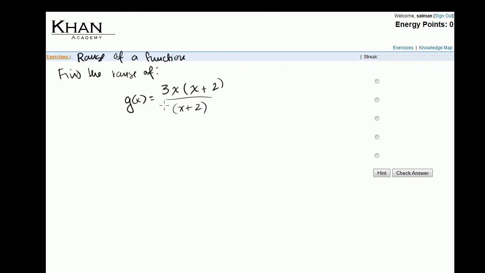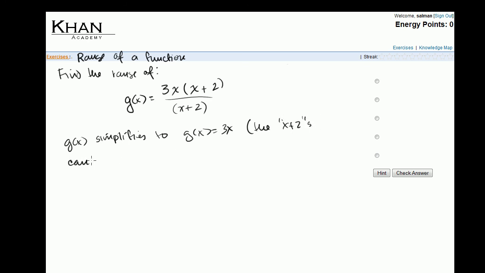Because if someone clicks hint the first time, you could say this expression, or you could say g of x simplifies to g of x is equal to 3x when, and even in parentheses we could say, the x plus 2's cancel out.